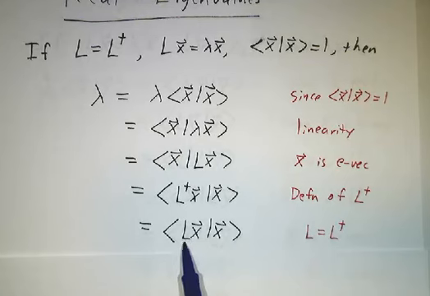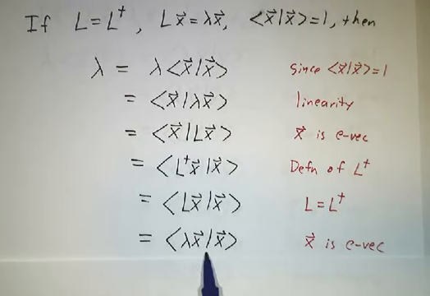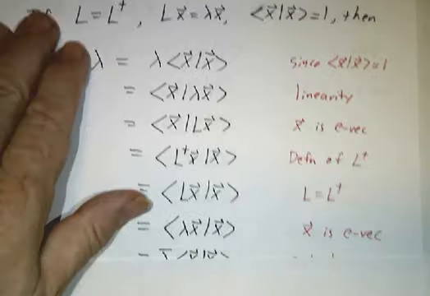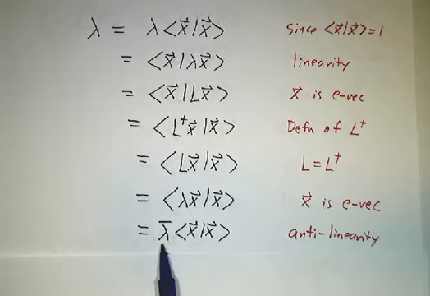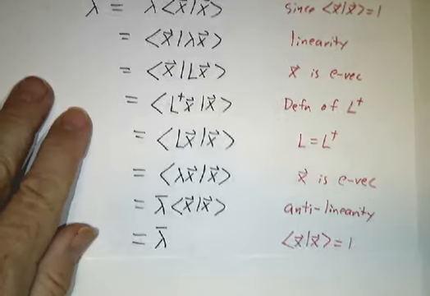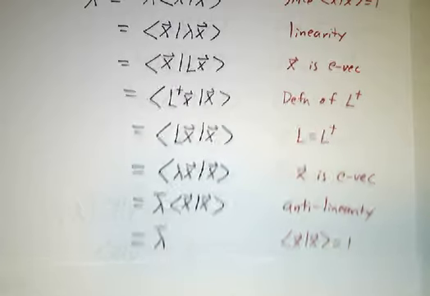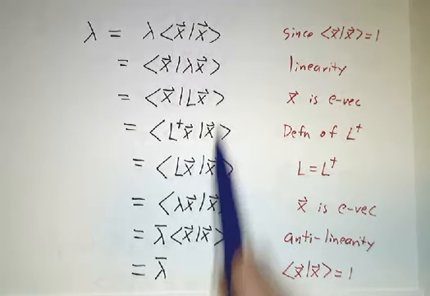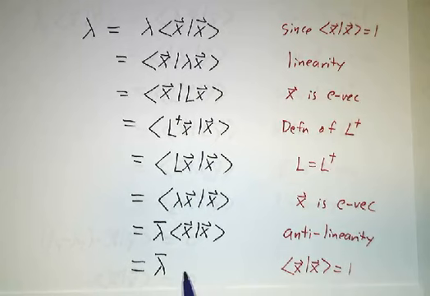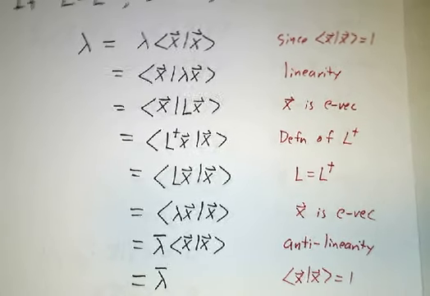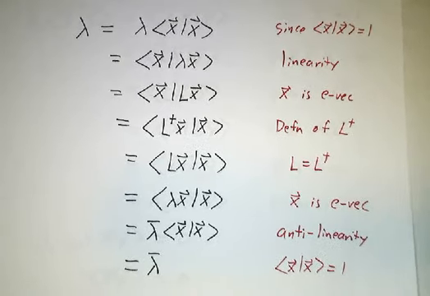But L equals L dagger. And Lx is just lambda x. So now we've got the lambda on the left-hand side. And when you pull things out of the left-hand side, you have to conjugate them. And now the inner product of x with itself is 1. And we have lambda bar. So lambda, by this whole chain, was equal to lambda bar. Well, that means that lambda had to be real. So every eigenvalue of a Hermitian operator is automatically real.